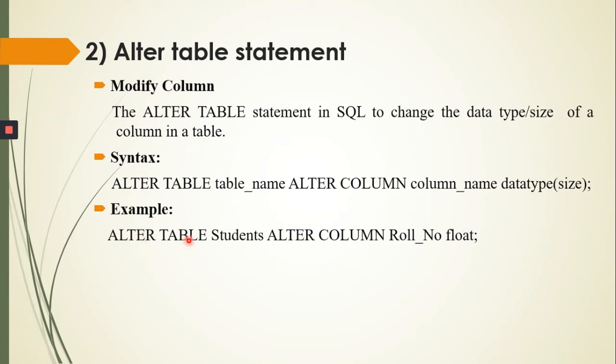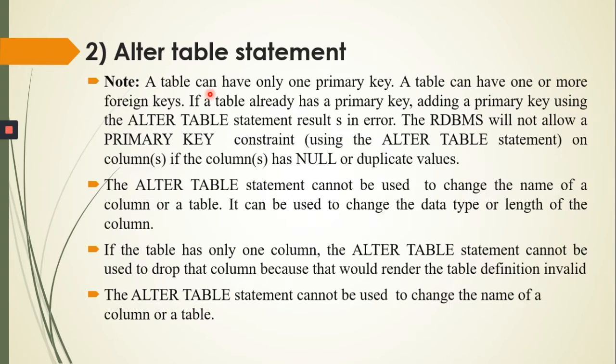So alter table, student is the table name. Now we have to write alter column. After alter column, which column? Roll number is the column. Now we are using the float data type. Previously the data type may have been different. So this is the concept of modify column.